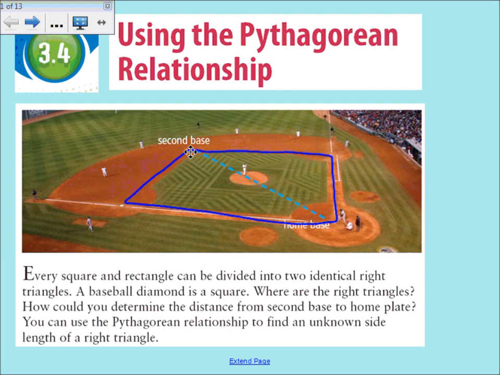Where are the right triangles, and how would you determine the distance from second base to home plate using the Pythagorean relationship to find an unknown side length of a right triangle? So how would we find this if we know this and we know this? That's what we're going to work on this time.